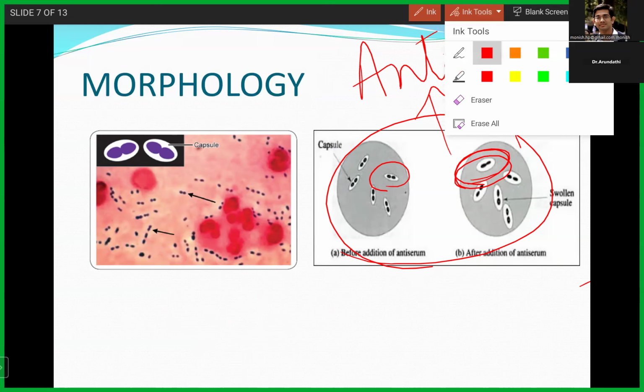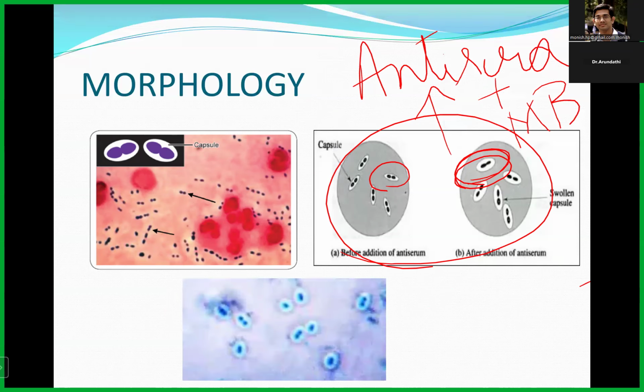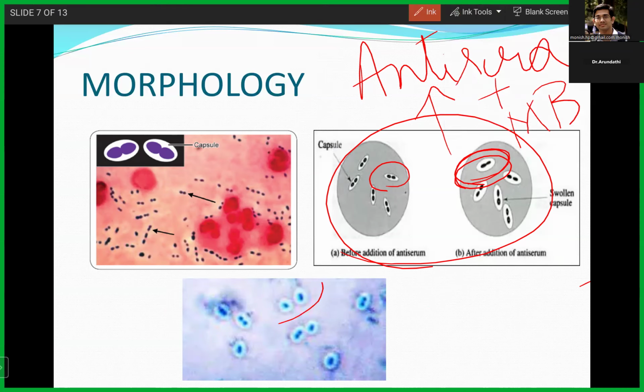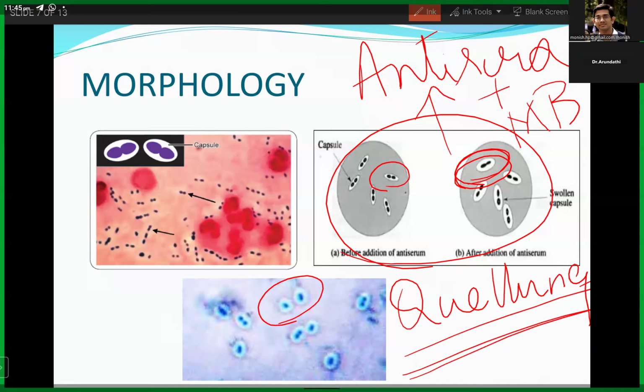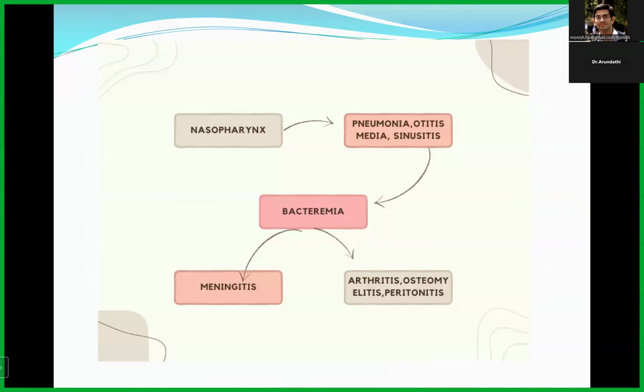And what is this experiment called? Can you recall? This particular diagnostic test, where the capsule of the organism has bulged because of using antisera, and methylene blue is just providing a contrast, is your Quellung reaction. So Quellung reaction is used to demonstrate the capsule of an organism. So this is about the morphological feature of Streptococcus pneumoniae.